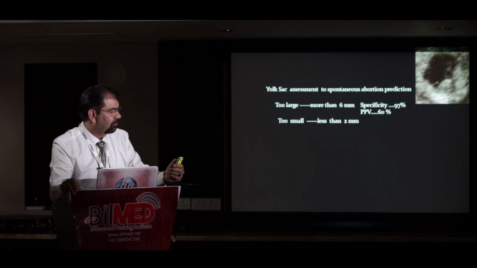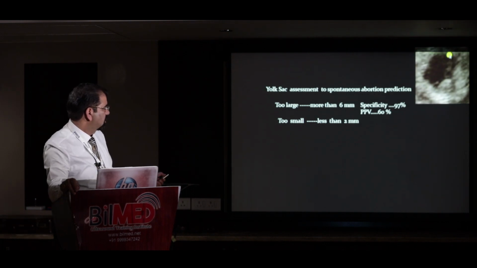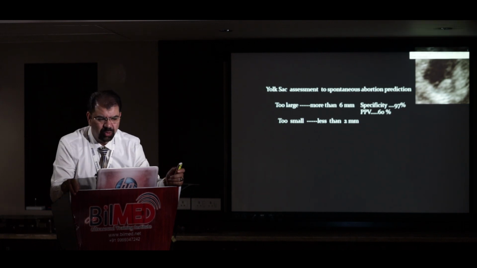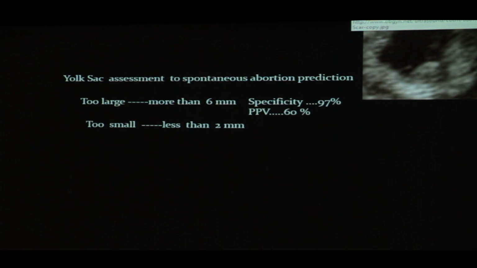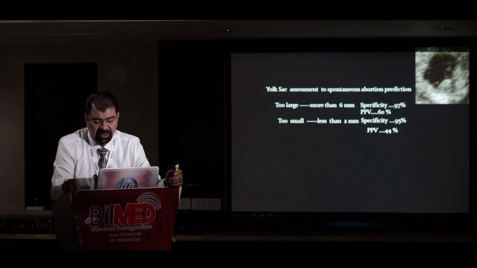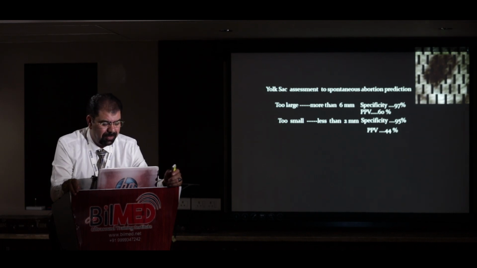And here, this is the yolk sac over here, which on measurement was less than 2 millimeters. And again, this is abnormal. So measure the yolk sac, because too small has a specificity of 97%, positive predictive value of 44% for the assessment of the spontaneous abortion predictions.